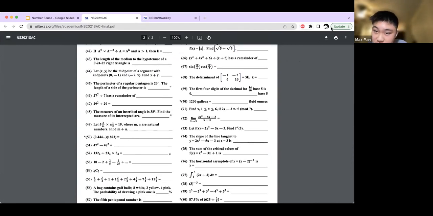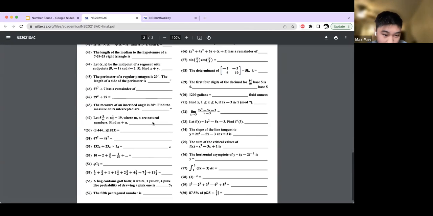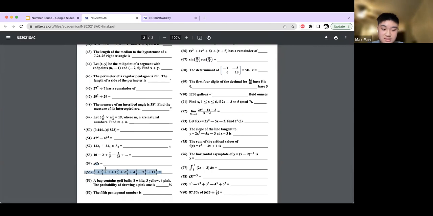Okay, so the first question I see right now is question 54. So it's asking for 6C2. And this is a notation. You have to know the notation for this one. The C here means choose. So really it should be read as 6 choose 2.